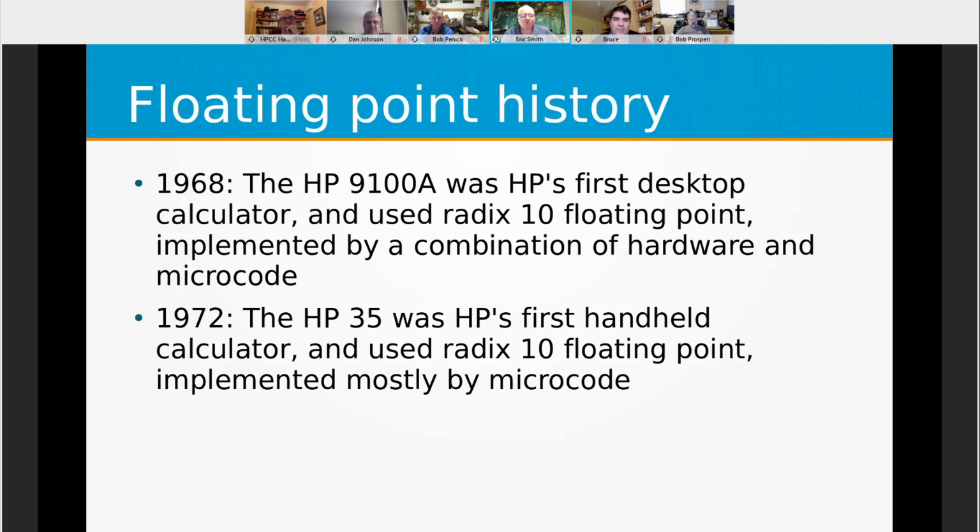Then 4 years later, 1972, as probably everybody in this group knows, the HP 35 was HP's first handheld calculator. It was also the world's first handheld scientific calculator. Still used radix 10 floating point for reasons discussed earlier. And in this case, the floating point was implemented almost entirely by microcode. So the hardware really did only provide integer operations, but it had some special characteristics to make implementing floating point on it more efficient than if it truly only had integer arithmetic.